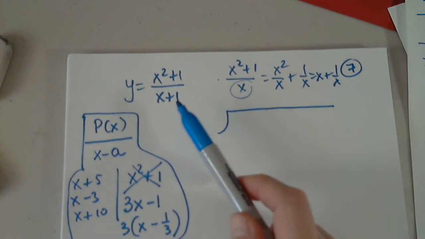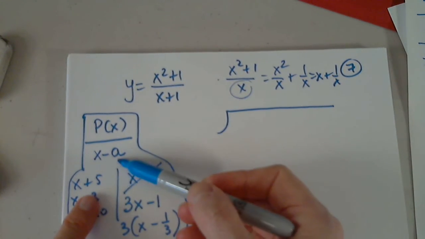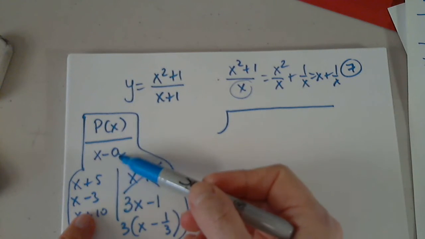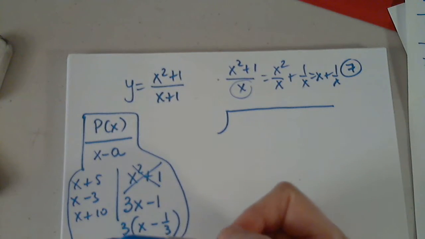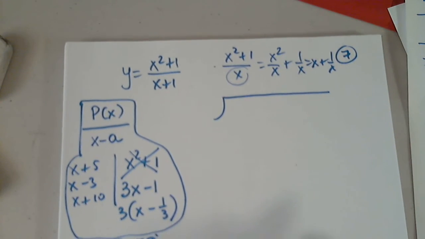But if it has x minus a number, in this case, that number is -5. In this case, that number is 3. In this case, this number is -10. Then I can use synthetic division. And the long division works in any case. We can do both if you'd like to refresh your memory. It's up to you.